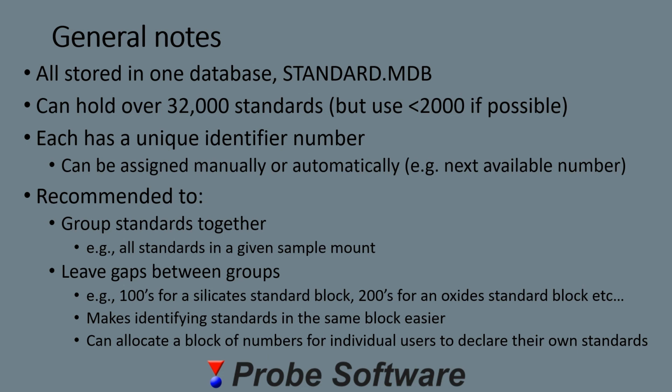So for example, you might allocate all the 100 numbers to a silicate standard block and all the 200s for an oxide standard block, etc. This makes identifying standards in the same block a lot easier. It also means that you can allocate a block of numbers to temporary users or people who have temporary standards, so you can easily identify which are their standards and overwrite them after they've finished working on them.